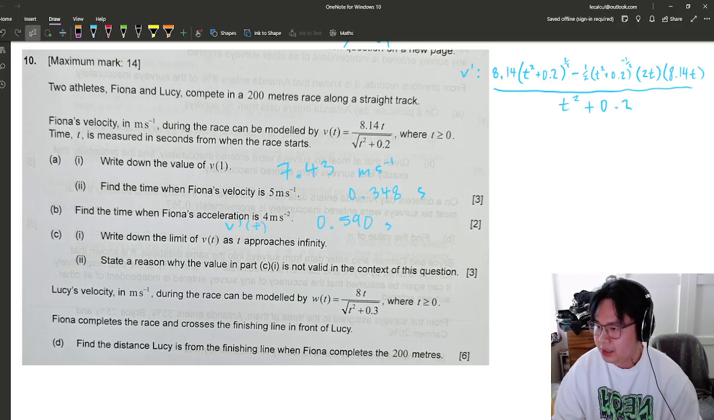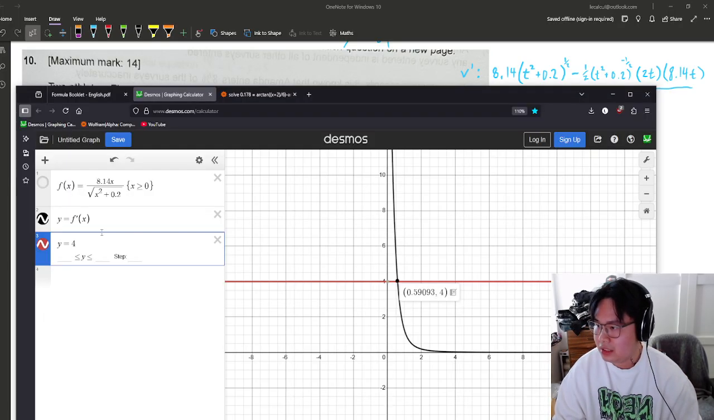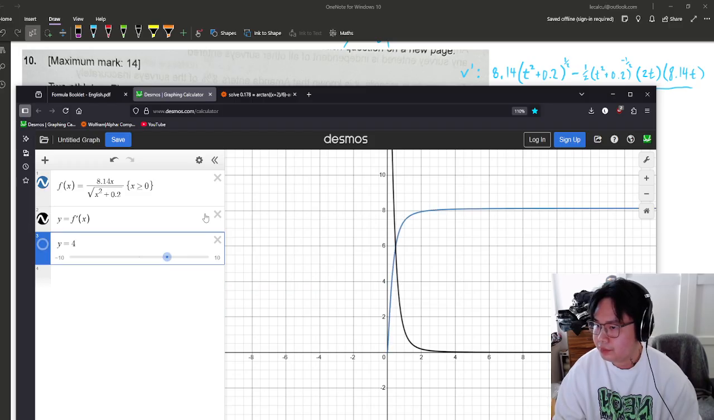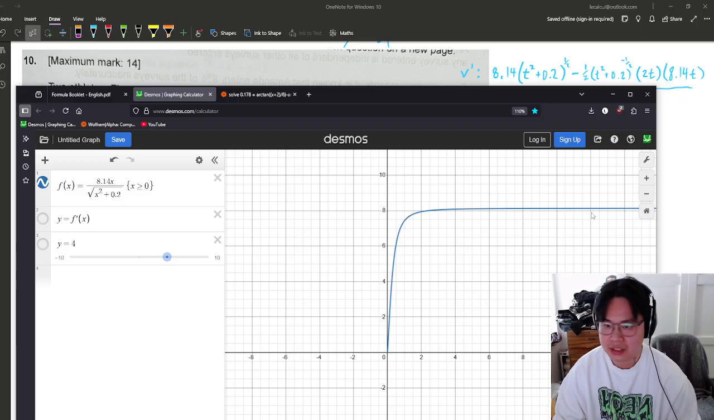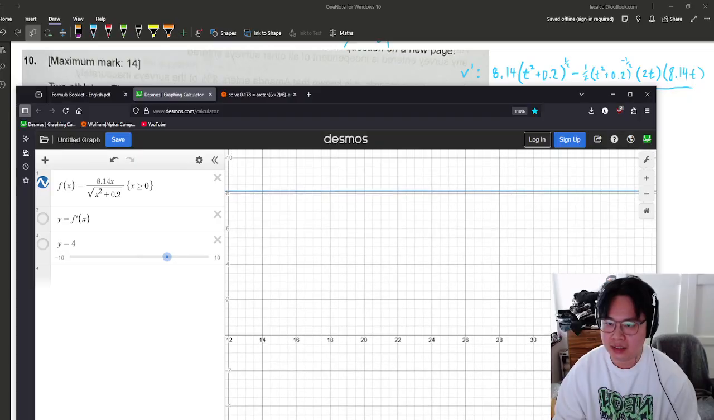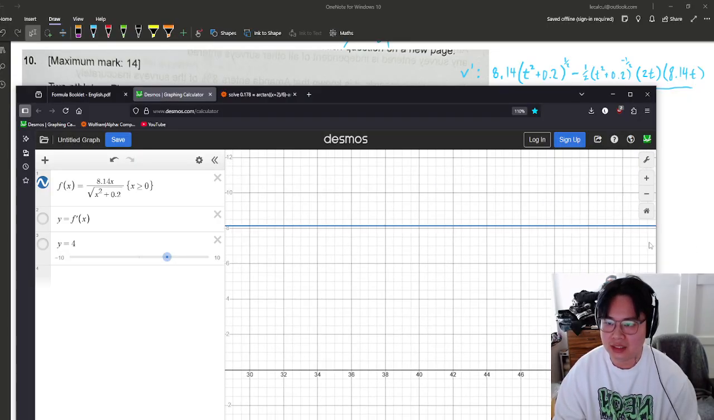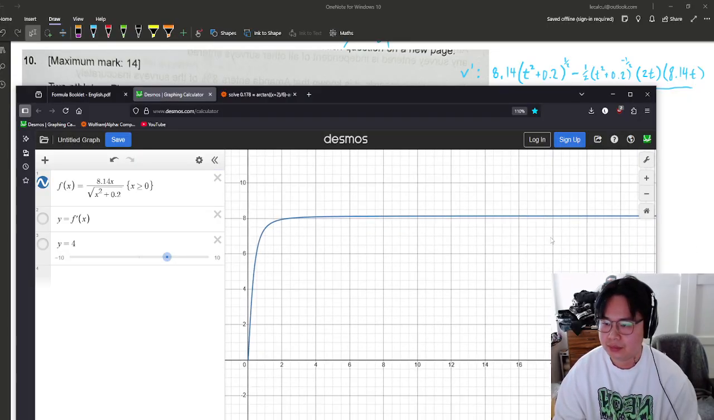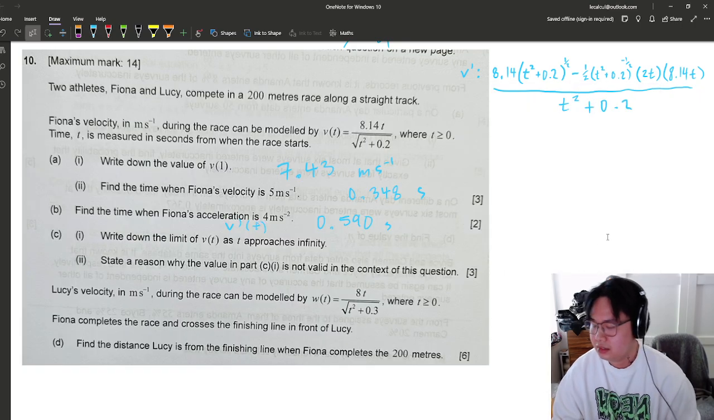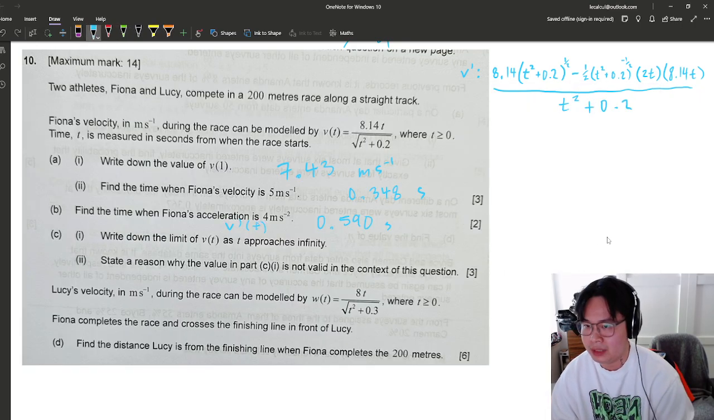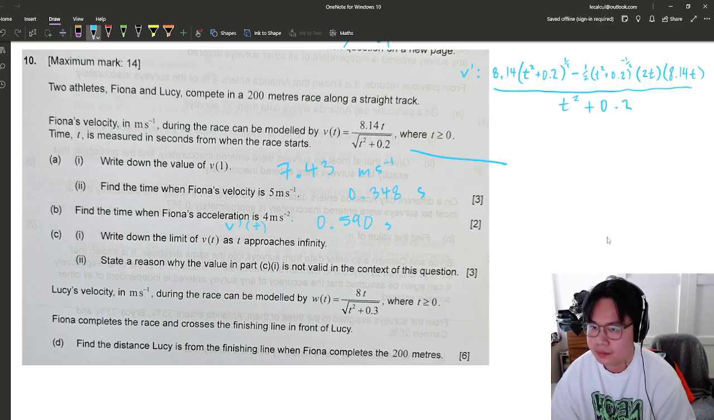Okay, write the limit of v as t approaches infinity. So you can see here that she eventually plateaus in her speed, which makes sense. What is that then, right? Because as x goes towards infinity, what is this number? We are going to factor out a t squared from the bottom. Too much blue. Let's change to red.